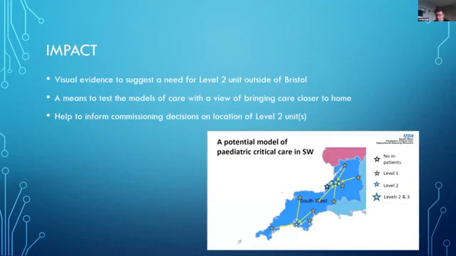So in terms of the impact of the project and the programme, and certainly in terms of the geographical modelling, it provides some visual evidence to suggest the need for a level 2 unit outside Bristol. The simulation modelling provides a means to test the models of care with a view to bringing that care closer to home. In combining those two, it will help to inform commissioning decisions on the location of the level 2 units and help the Southwest Paediatric Critical Care ADN in their recommendations for where a level 2 unit will be located.